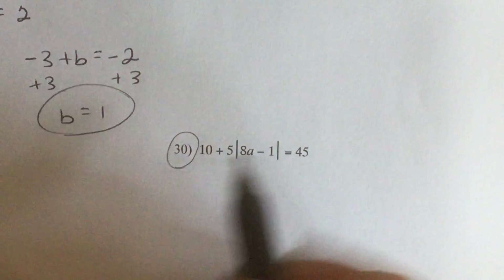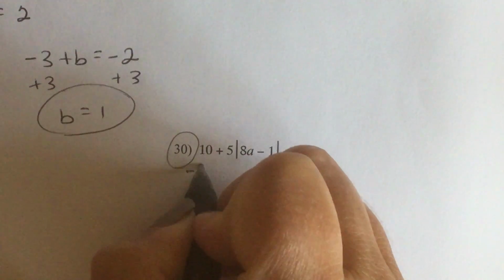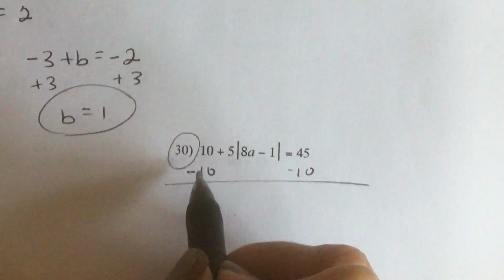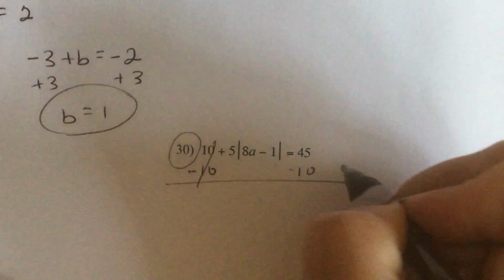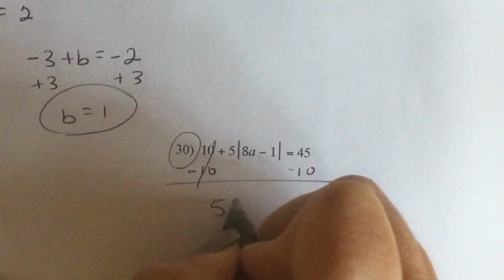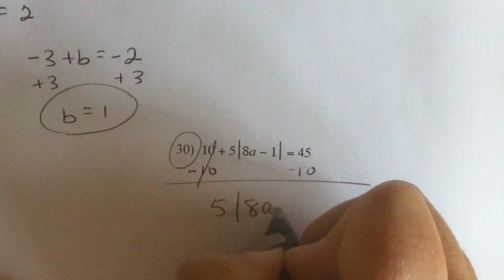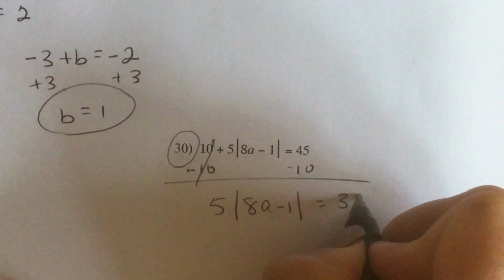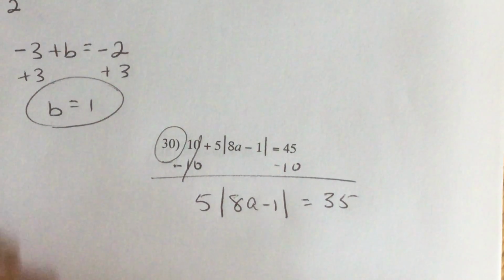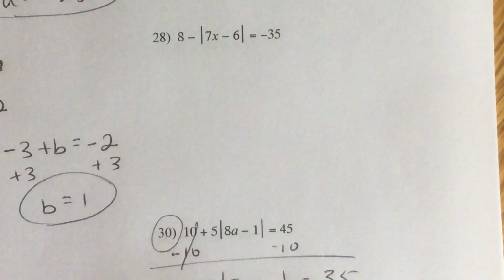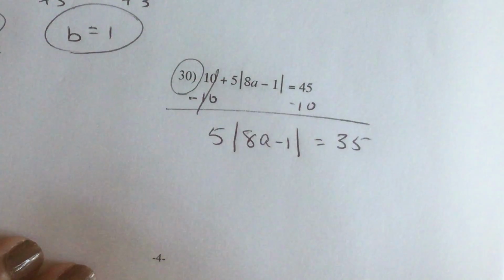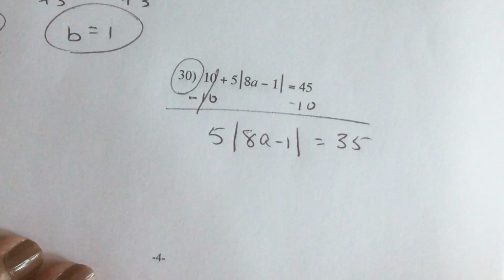So your first step here is to subtract 10 from both sides. We're going to divide in a minute. But I want to get rid of that 10, so I'm going to subtract 10 from both sides. So I have 5 times the absolute value of 8a minus 1, and then 45 minus 10 is 35. Now I need to get my absolute value bar alone. Really, in any equation, you are trying to get the complicated thing alone.